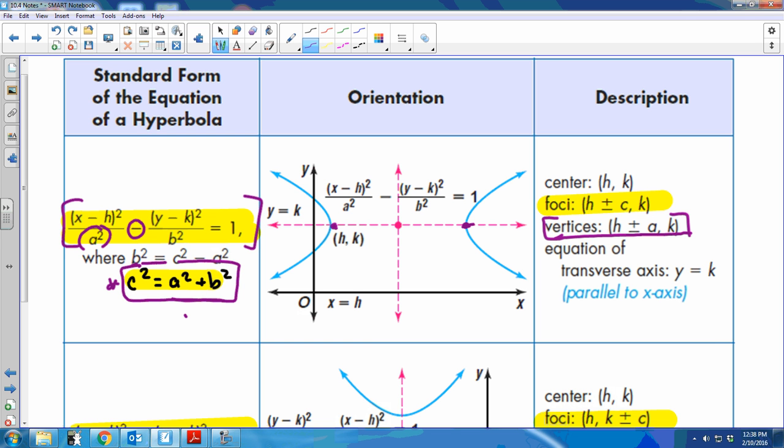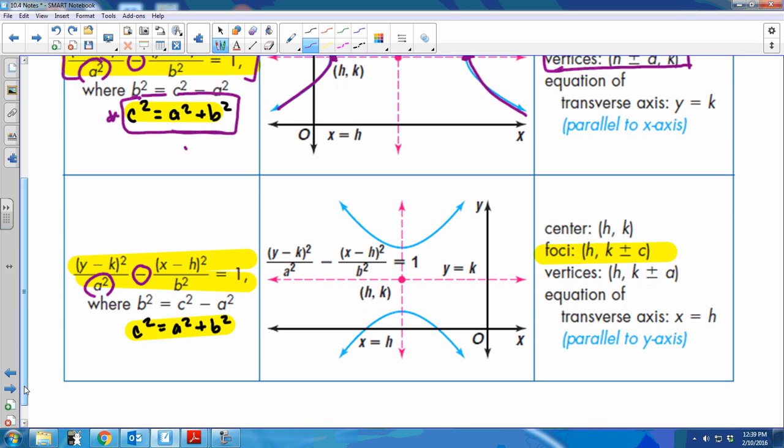Wait, so what's this point? Is this vertical or horizontal? The first one's horizontal, because if you have the hyperbola, it's going side to side. All right, and then you have vertical ones, which again, very similar.